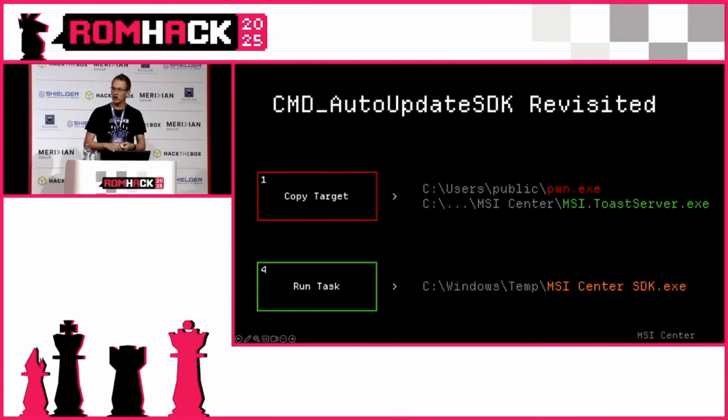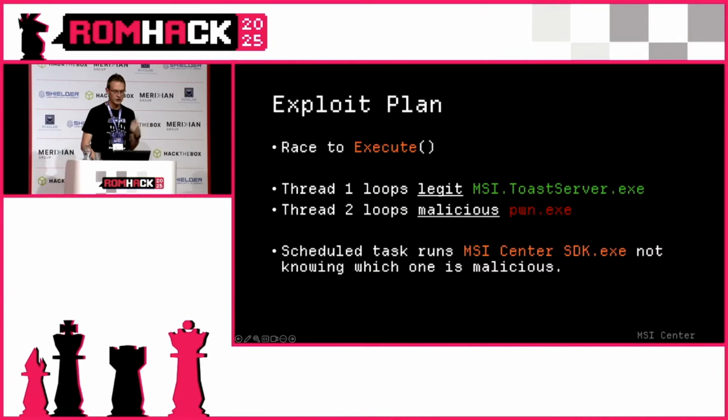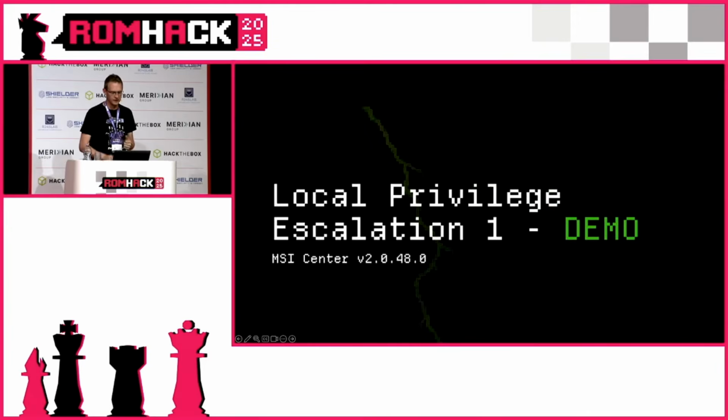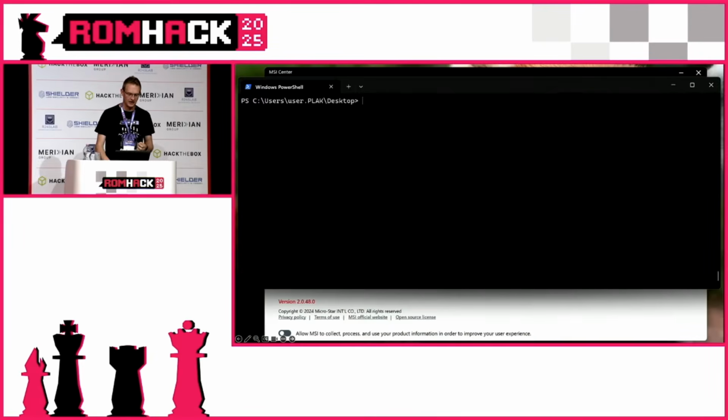Once those targets are copied over and the verification occurs, like I said, how does the scheduled task know which one it's going to run? Of course, the verification will fail for pwn.exe, but there is a window of opportunity where the executable actually exists. So my exploit plan here is to race execute and have 2 threads. One loops copying over the legitimate toast server, who knows what it does. The second one is my exploit that tries to add a local user. And again, the scheduled task now doesn't know what to do. So we're going to look at a quick demo of doing exactly that.